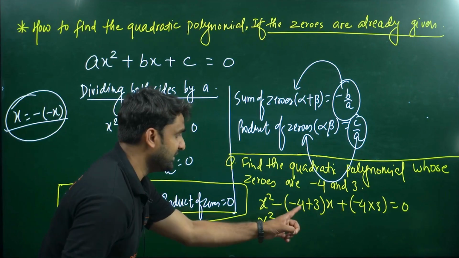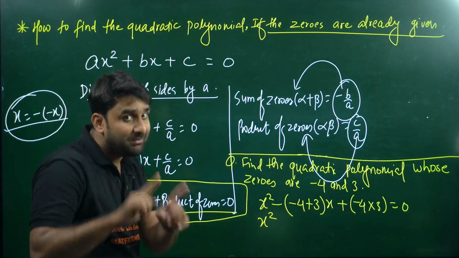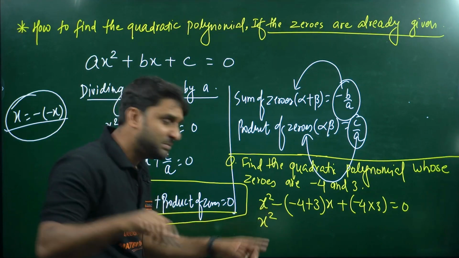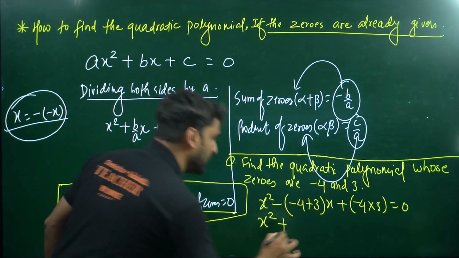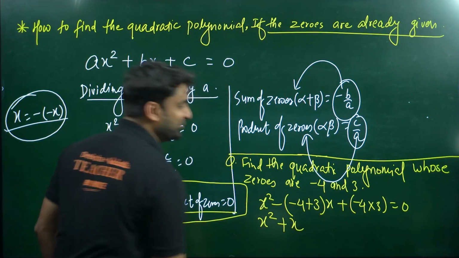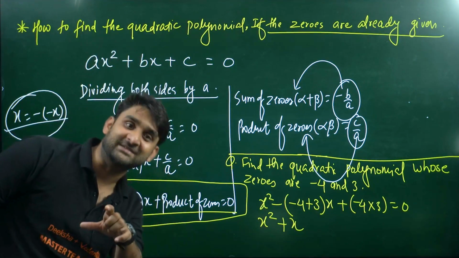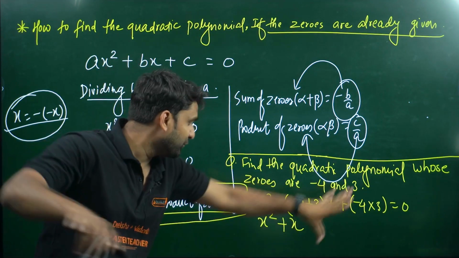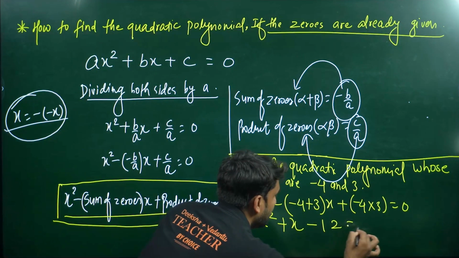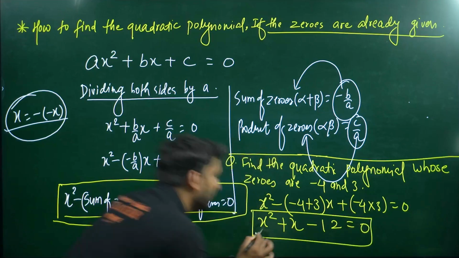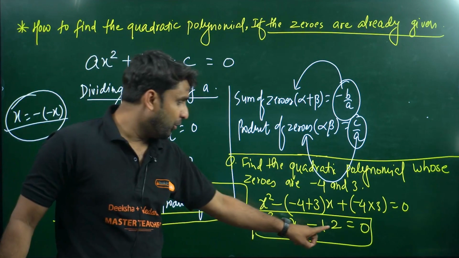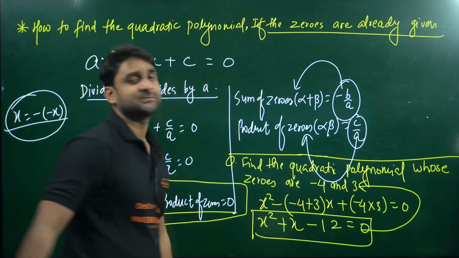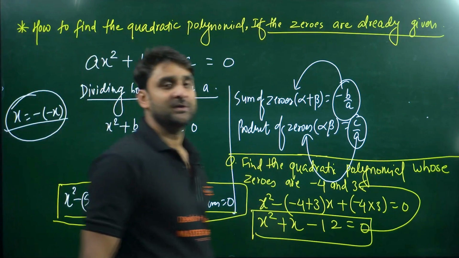x square minus (-4 plus 3) x, -4 plus 3 will be -1, and here is also a negative sign, so minus times -1 will be plus, and we don't need to write 1, so we can directly write x. Then -4 into 3: minus times plus is minus, so 4 threes are 12, -12 is equal to 0. This is the quadratic polynomial. If you go and find the zeros of this quadratic polynomial, the result will be -4 and 3.